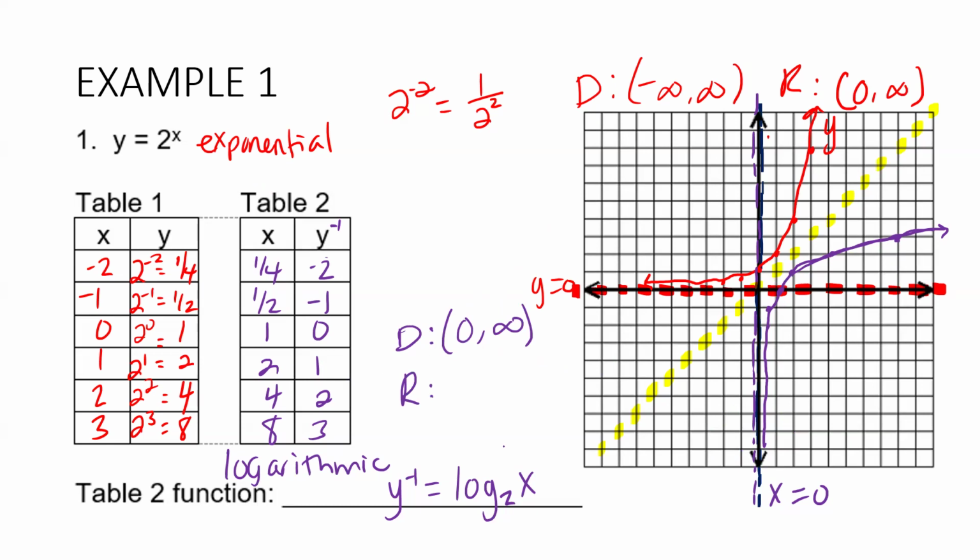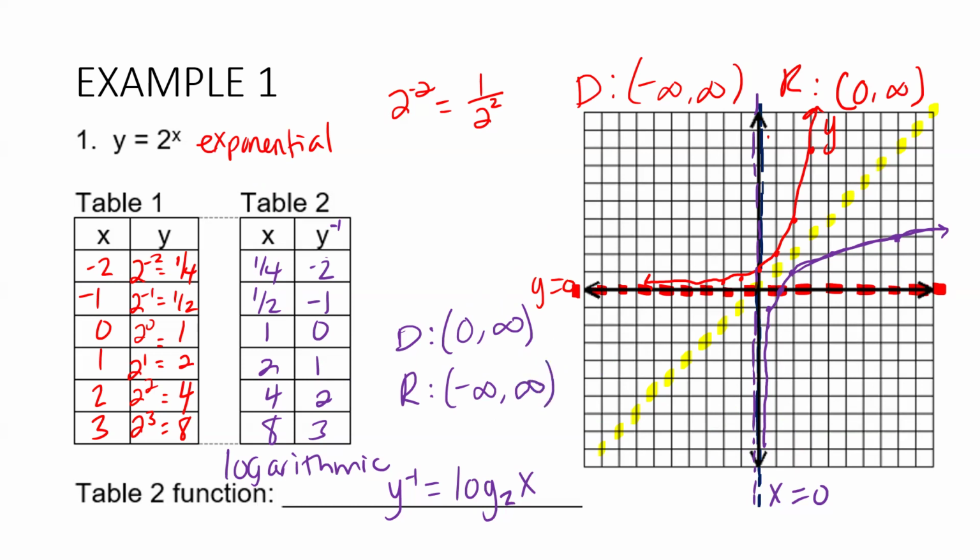What's happening from bottom to top? The bottom is doing what? It's going to keep getting smaller and smaller, which is negative infinity. And what's happening on the right-hand side? It keeps getting larger, so it's going to positive infinity.